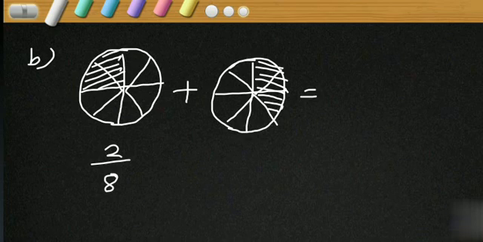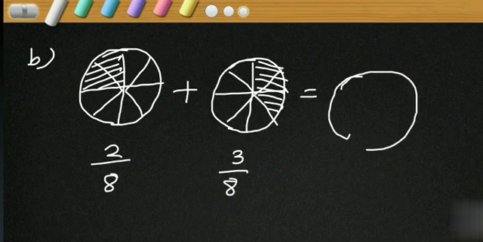What about the second figure? Here also the circle is divided into 8 equal parts. Among these, how many are shaded? Yes, 3 out of 8 are shaded. So what is the fraction? 3 by 8. So what would be the figure corresponding to the addition of these two figures?